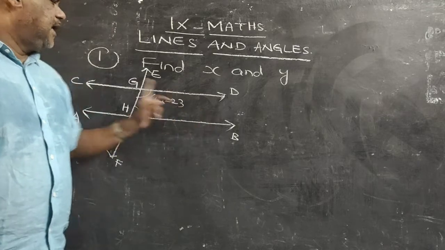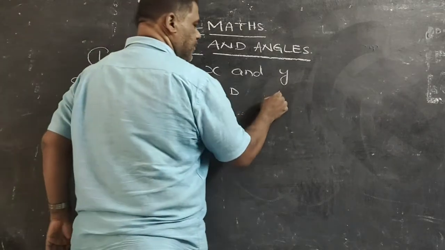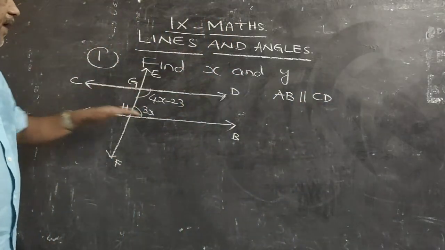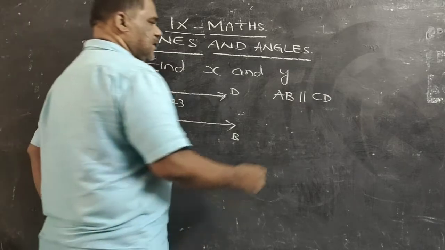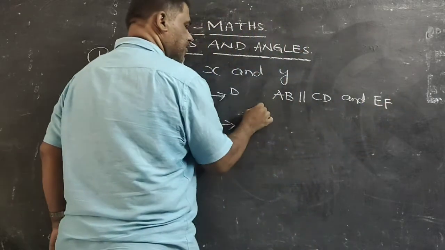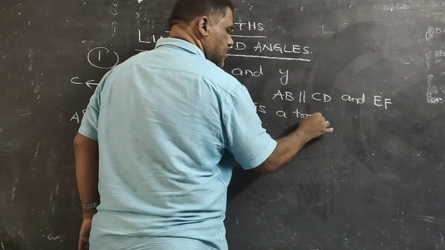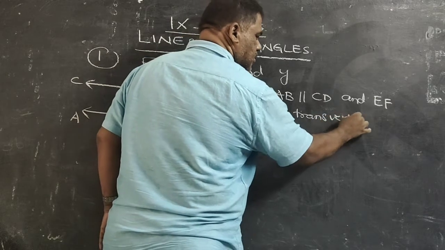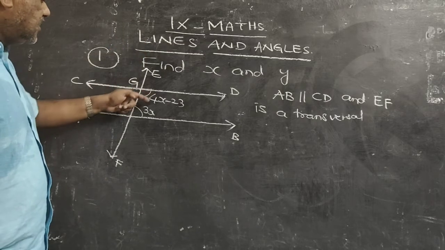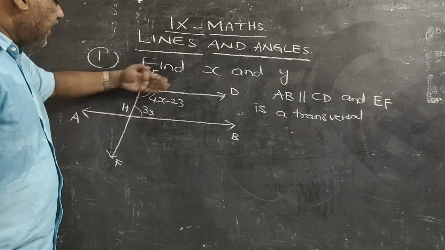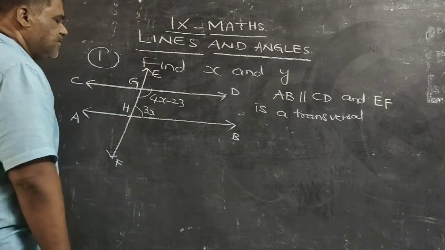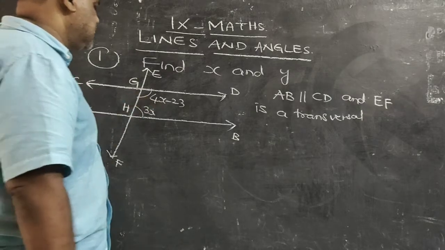Here AB is a line parallel to CD. Two lines are parallel and EF is a transversal. If two lines are parallel and there is a transversal, these two angles are called interior angles on the same side of transversal. So interior angles on the same side of transversal are supplementary. Their sum is 180 degrees.